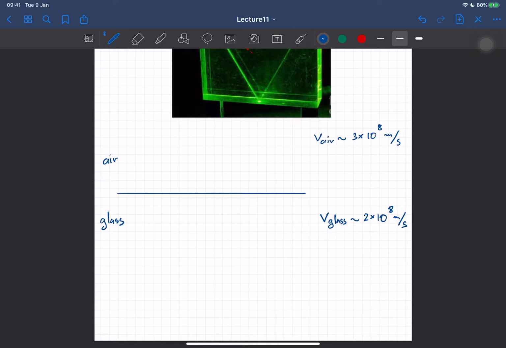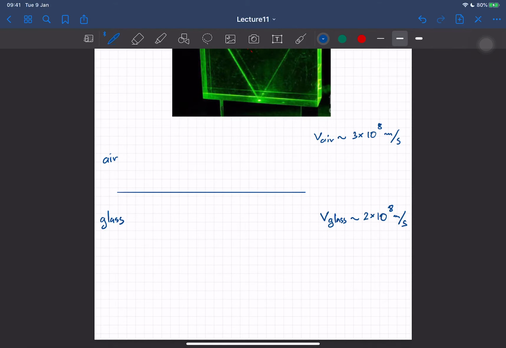Okay, because we don't want to keep writing that the speed of light in glass is this number, the speed of light in air is this number, it's long, so we introduce a new parameter which is called the index of refraction, which we call n. It gives you the speed of light in terms of the ratio to the speed of light in vacuum. In other words, the speed of light in glass will be c divided by n glass.